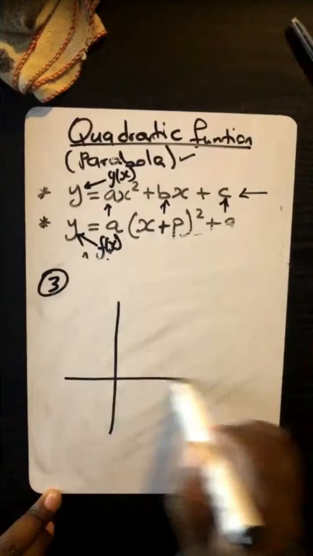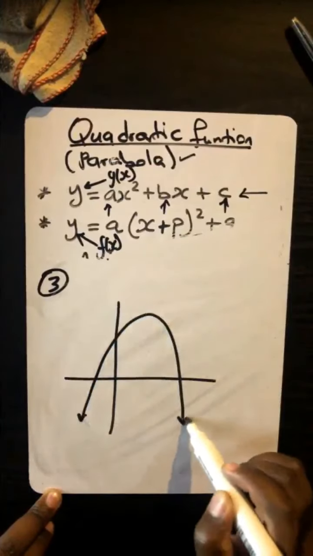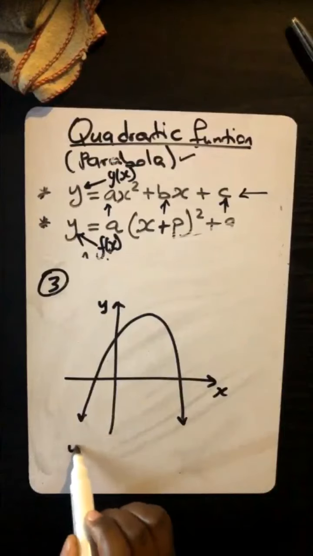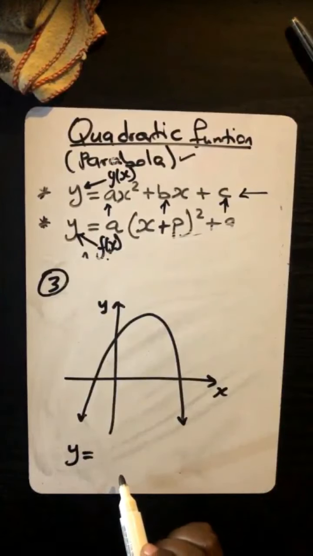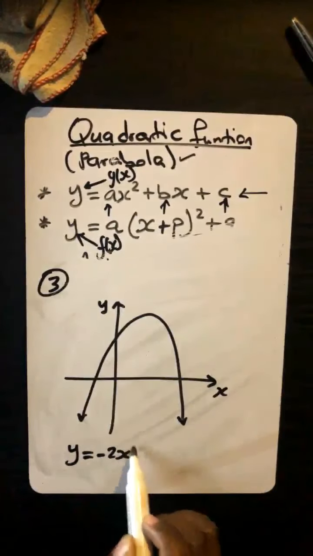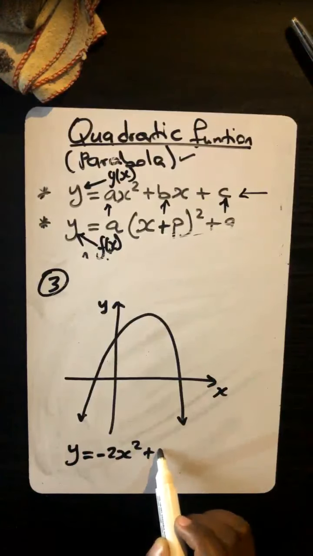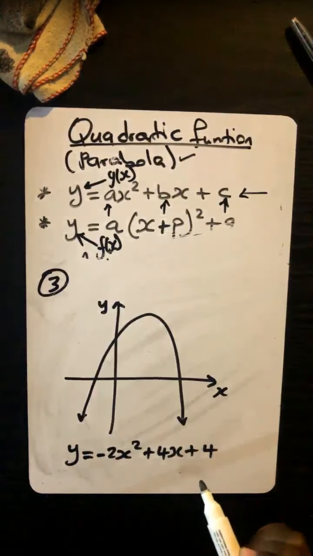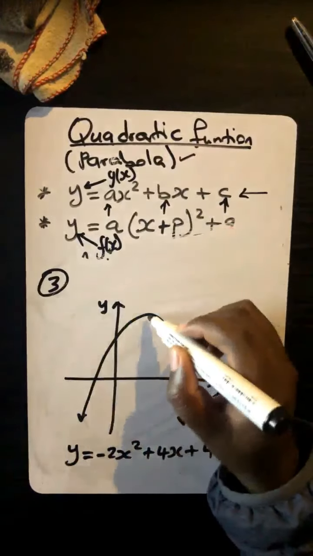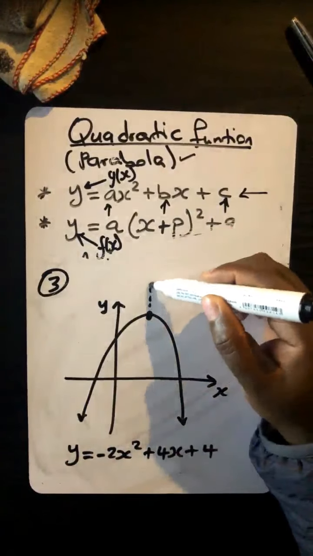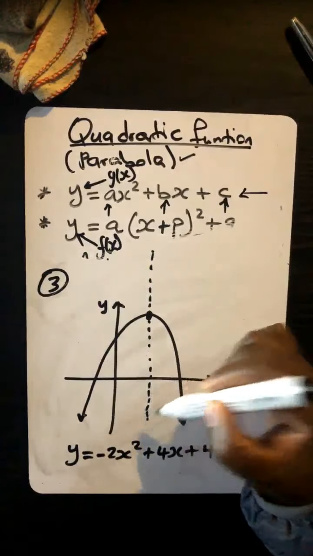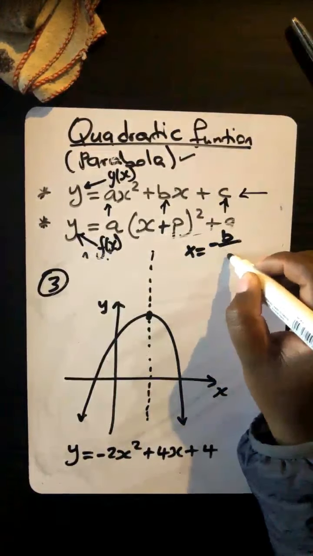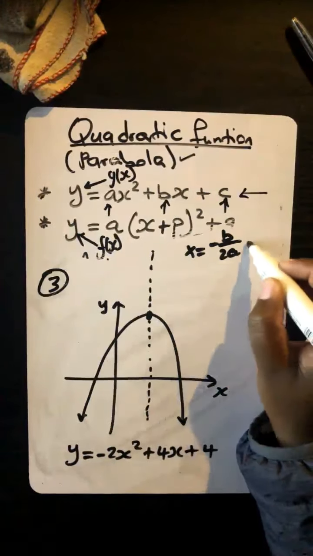Let's say we've got this. Obviously, this is y, this is x. So let's say the equation for that function is y equals negative 2x squared plus 4x plus 4. This is just an example, guys. Do you agree that for us to find the turning points, firstly we need the axis of symmetry, and you know how to calculate it, which is x equals negative b over 2a. So let's calculate the axis of symmetry.